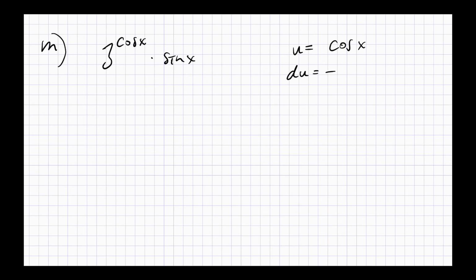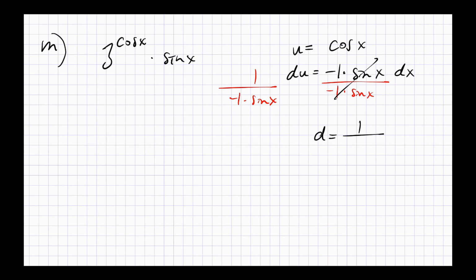So cosine of x, I put negative 1 times sine just to separate them, because I know sine is going to be canceled out here in a little bit, and negative 1 will just be a coefficient. So I'm going to divide by, oops, I forgot about my dx. Divide by negative 1 times sine of x. So I get dx equals 1 over negative 1 sine of x du.